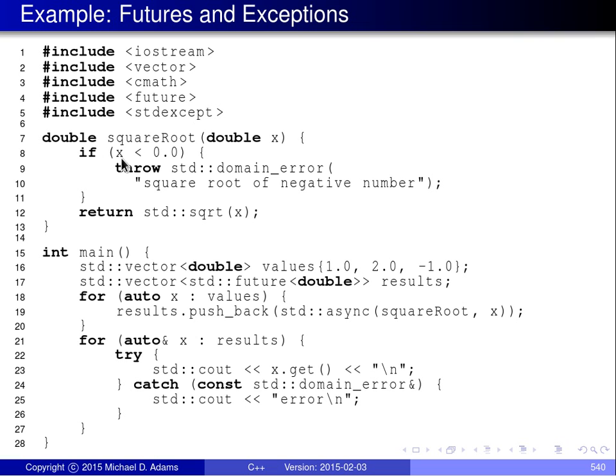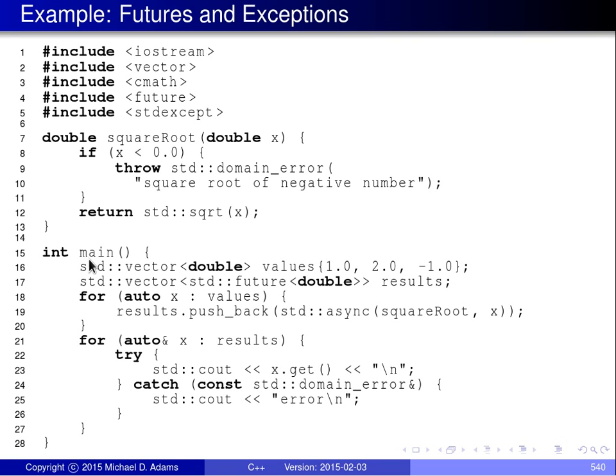If we look at the code for the function, we first check to see if x is negative, because if x is negative then it doesn't make sense to take the square root of x. So in this case we throw an exception indicating that we're trying to take the square root of a negative number. Otherwise we return the square root of x.